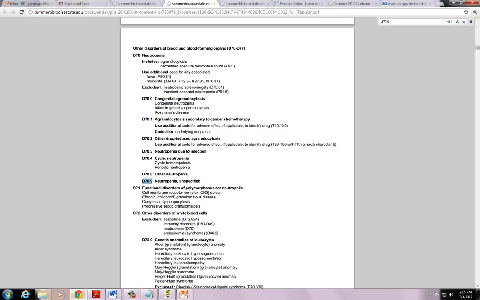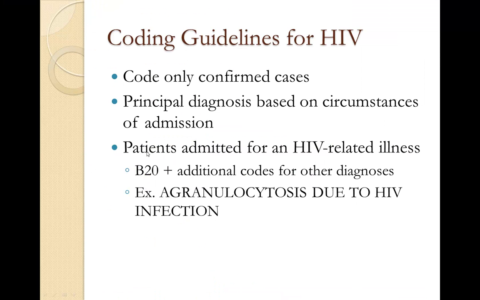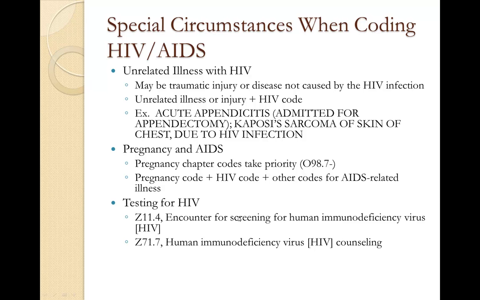Actually, here I could see the argument for coding it as a D70.3 neutropenia due to an infection, since we're talking about an HIV infection. So I think you could warrant coding D70.3. So we'd have B20 and then that D70.3 to fully code this situation.